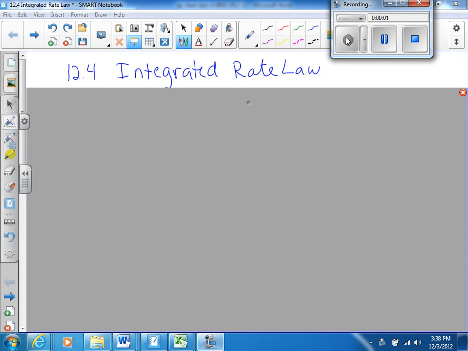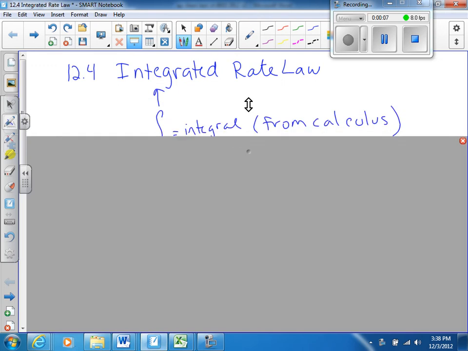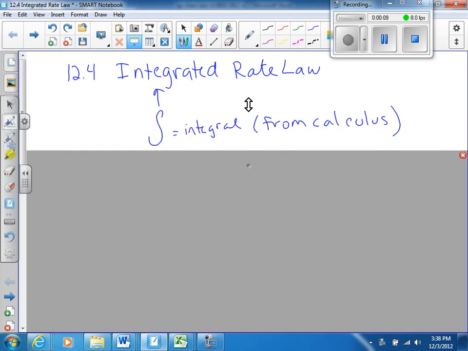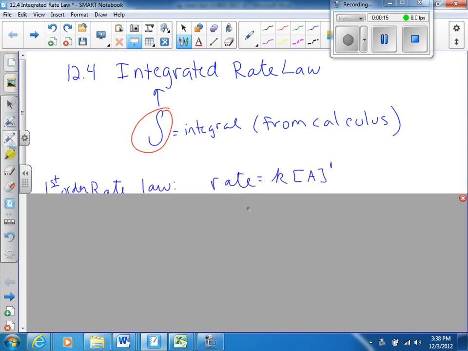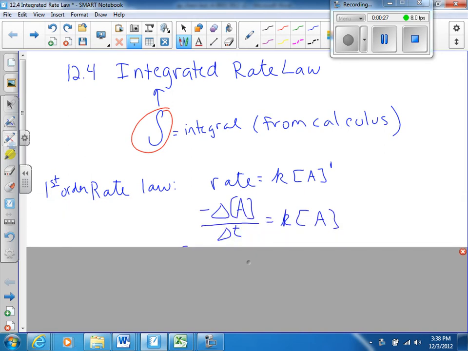Today we're going to learn about the integrated rate law, section 12.4, and this word integrated comes from calculus. There's a symbol that looks like this, and it stands for an integral. And we literally are going to integrate the rate law. So for a first order rate law, we know rate is k[A]^1. That says the rate is first order in A.